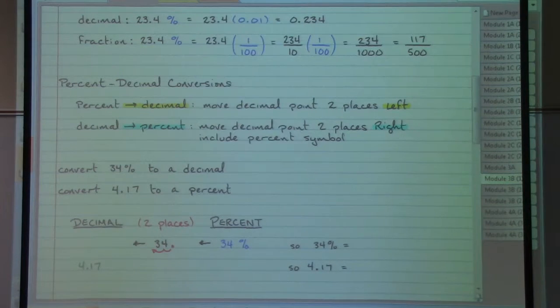And let's go ahead and write that in green. You could say .34, or if you're like me and you like to have that extra 0 in front of your decimal point, 0.34.